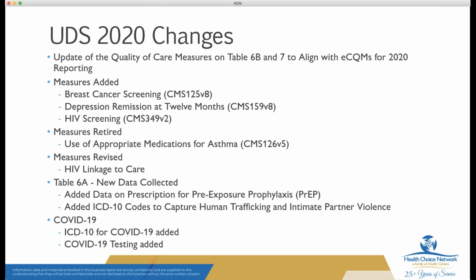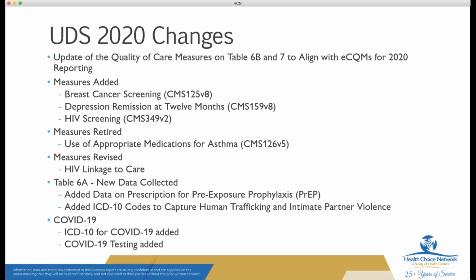So there's continued updates to the quality of care measures that are affecting the Table 6B and 7 reports. And those are the ones that are aligned with the ECQMs for 2020 reporting. And as I mentioned earlier, 3 measures have been added: breast cancer screening, depression remission at 12 months, and HIV screening. 1 measure has been retired, and that is the asthma measure. And a change was made to the HIV linkage to care measure, where the follow-up timeline after first diagnosed is changed from 90 days to 30 days.